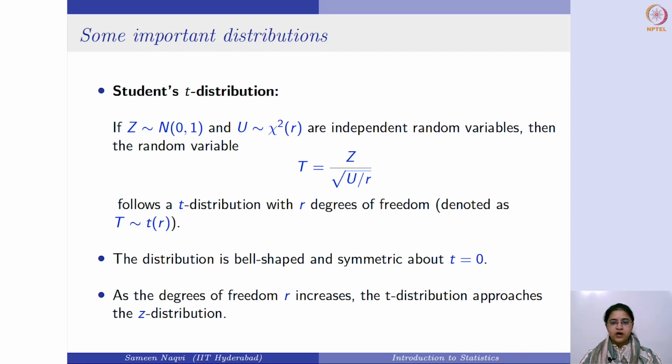So if you have to generate a sample from t distribution, then basically you need a sample from standard normal variate, then you also need one from chi-square distribution with r degrees of freedom, and then you apply this transformation, and you will get your t distribution with r degrees of freedom.